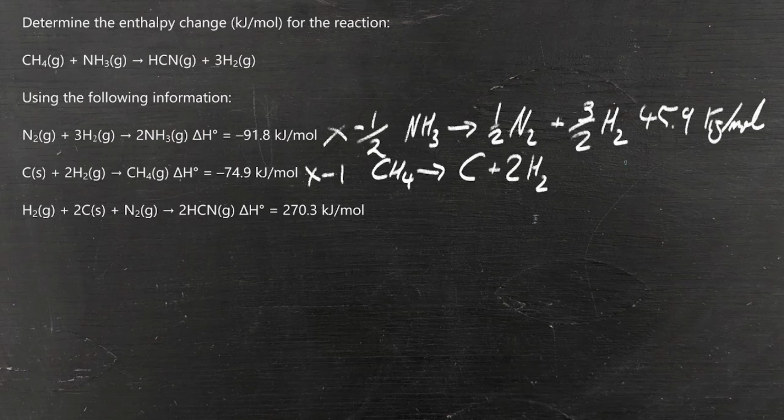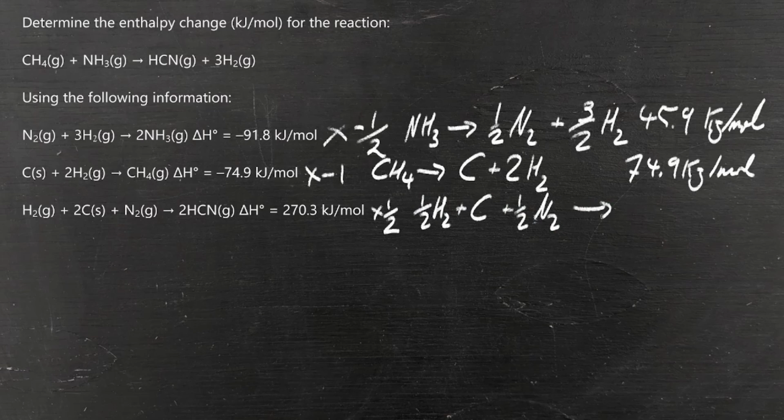So this is going to just be 74.9 kilojoules per mole. And for the final reaction they've given us, it's in the correct orientation, but the stoichiometry is twice what we want. We only want 1 mole of hydrogen cyanide being generated. As written, this generates 2. So we're going to multiply it by 1/2. So we get 1/2 hydrogen plus carbon plus 1/2 nitrogen reacting to give hydrogen cyanide.